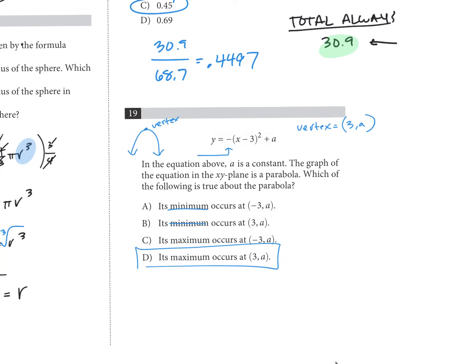All right, 19 says the equation above, A is a constant. The graph of the equation in the XY plane is a parabola. Which of the following is true about the parabola? So there's a couple things to note about this. If you know, like, this negative indicates that it's a downward facing parabola.